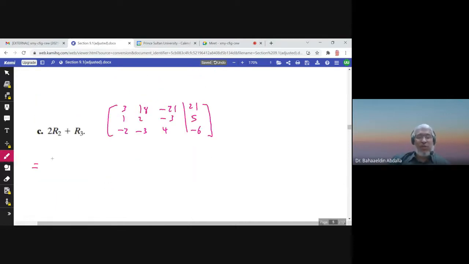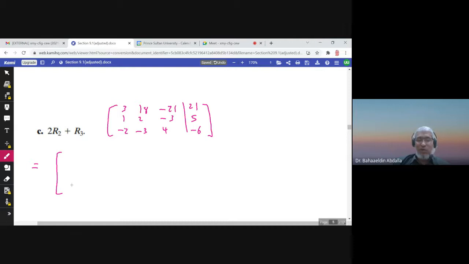Look, please try to understand. Row 1 here is not changing, so I'm not going to write it now, okay? Row 2 is not going to be changed. We will change row 3 here. How do we change row 3? By 2 times R2 plus R3.